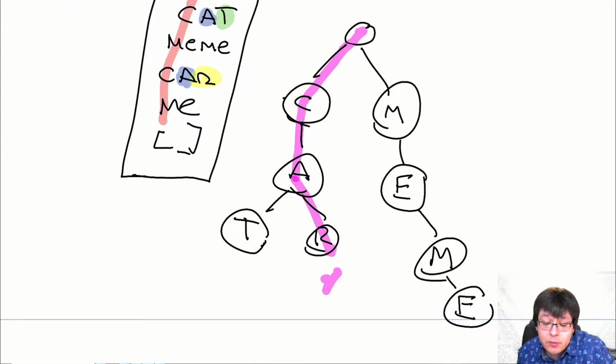Okay, what about the word cow, C-O-W? Well, we can start by, again, going to the root. We see there's a C, but then we see that there's no O. Because there is no O, and we can't traverse the entire word, we can say that cow is not part of our universe. Okay, this works for me, but what happens with "me"?